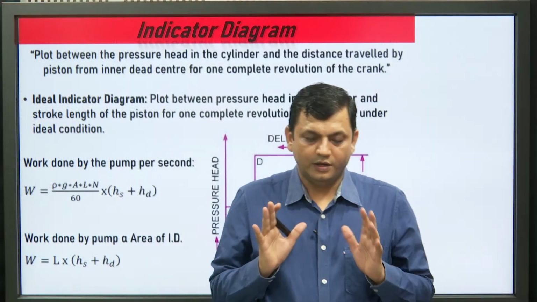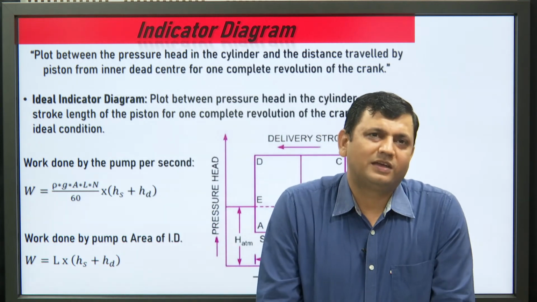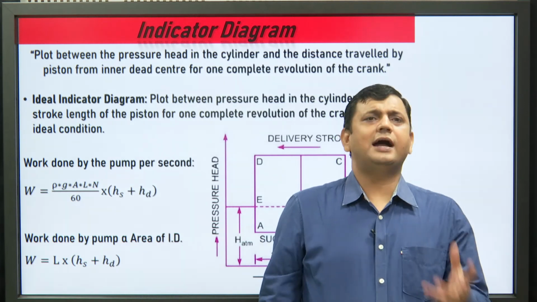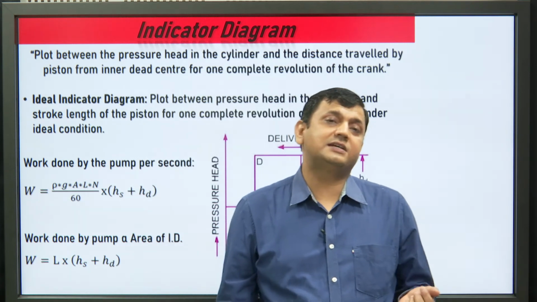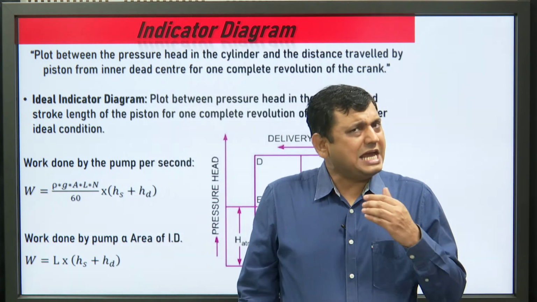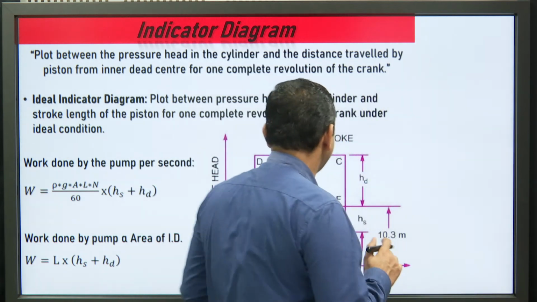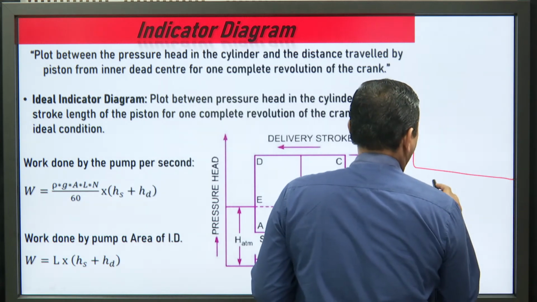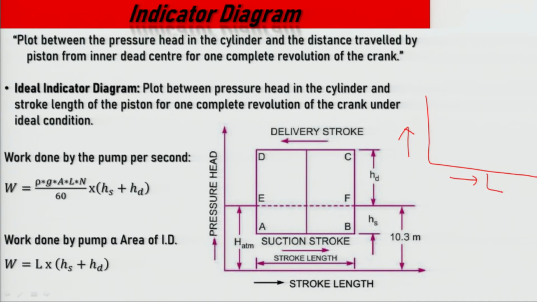Okay. So, what is the ideal indicator diagram? Ideally, all the time we are calculating the ideal indicator diagram. The indicator diagram is the plot between stroke length L and pressure head.